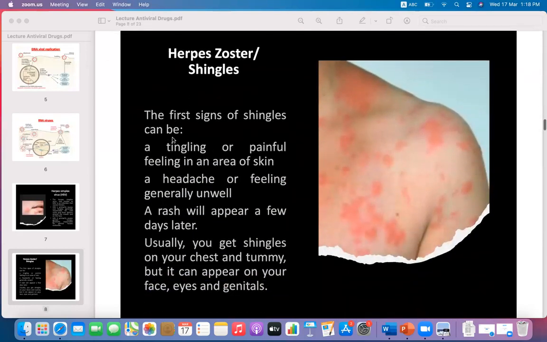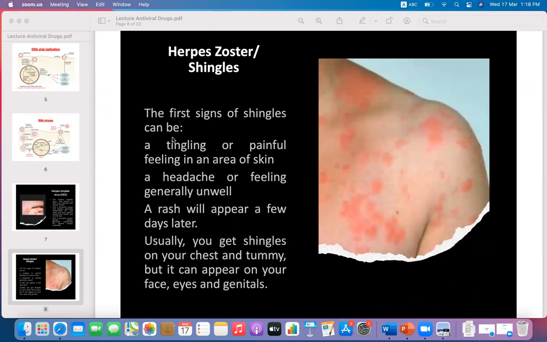Herpes zoster is also termed shingles. The first signs of herpes zoster include a tingling or painful feeling in an area of the skin, a headache, or feeling generally unwell. A rash will appear a few days later, and usually the patient gets shingles on the chest and tummy, but it can appear on your face, eyes, and genitals.